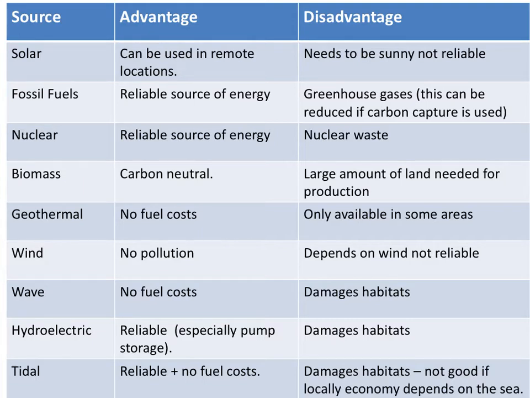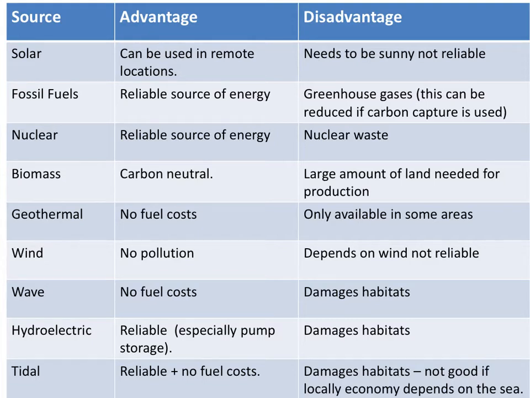So moving on now to biomass. Biomass is a good method of generating electricity because it's carbon neutral. Biomass is basically where you grow crops and then you burn them to produce electricity, obviously by heating the water to turn the turbine to drive the generator.